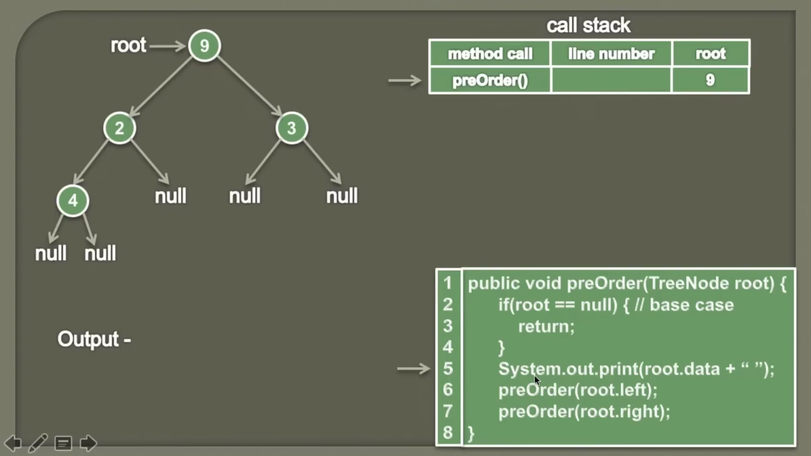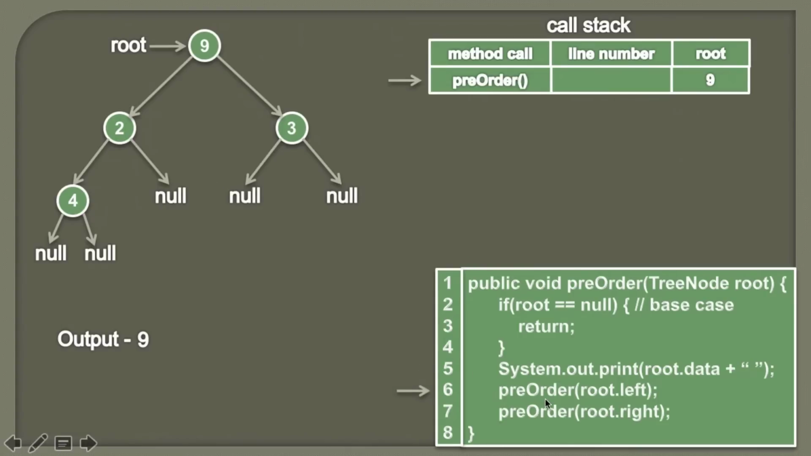And then as we discussed in our previous slide, first we visit the node and then we visit its left subtree and then we visit its right subtree. So we'll first visit the node and we'll print the data associated with that node. So the output is 9. So we have processed this node. Moving ahead.